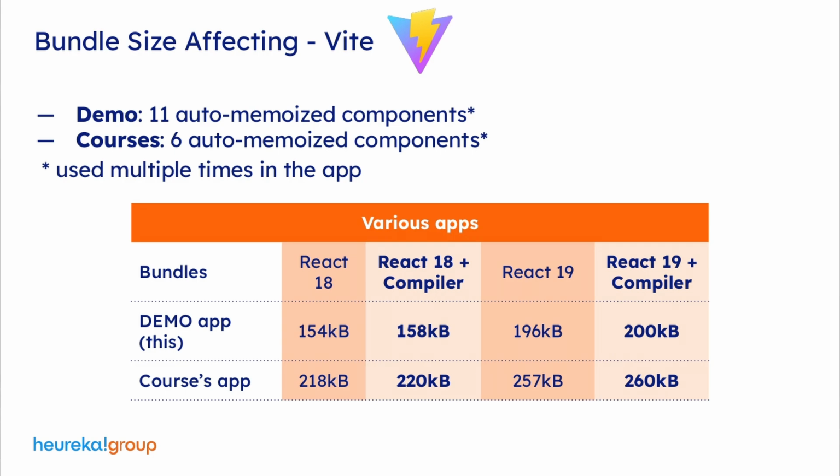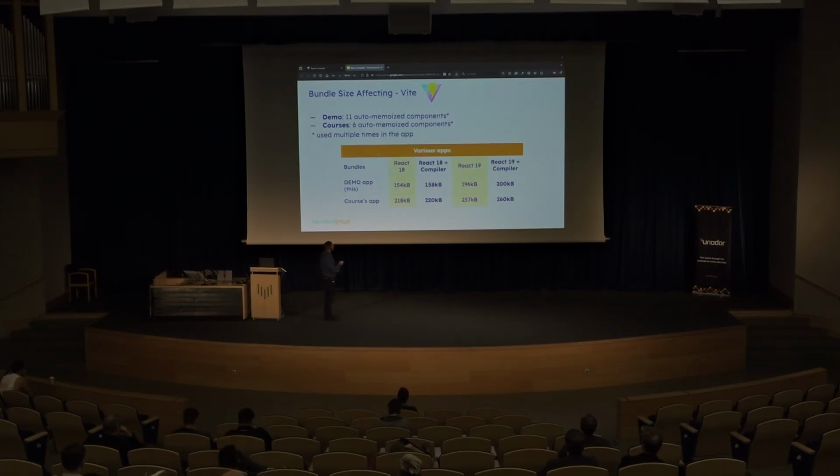With React 18, it's 154 kilobytes and 158, so plus 4 kilobytes with the compiler. So it will increase the bundle size. But what is even stranger is that there is a huge difference between React 19 and 18 without the compiler. So what? More than 30 kilobytes, almost 40. So it's crazy. And with the compiler, under 4 more kilobytes. And the courses app is a similar situation. It will increase 2 kilobytes more with the compiler. And an even huge difference between React 19 and 18.